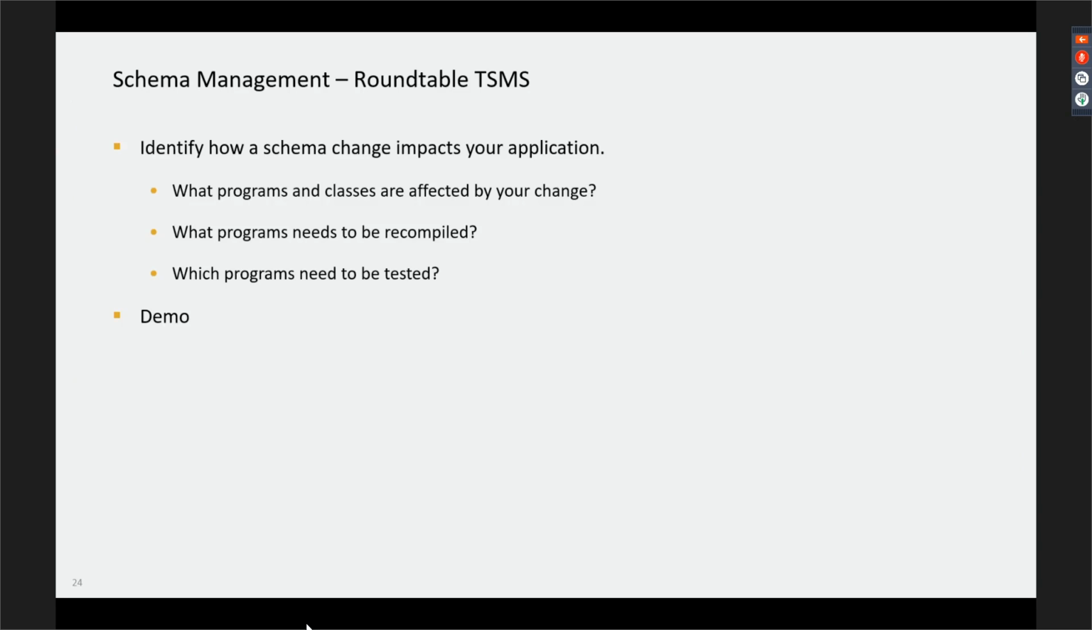So for this one, actually, I want to hop into a bit of a live demo because we want to see how a schema change can impact your application. What programs and classes are going to be affected by your change, what programs need to be recompiled, and what programs need to be tested and debugged. So Bobby Progress is considering changing how path information is stored in his application. He wants to put a spec together so he can give it to one of the junior developers so they can do all the hard work.